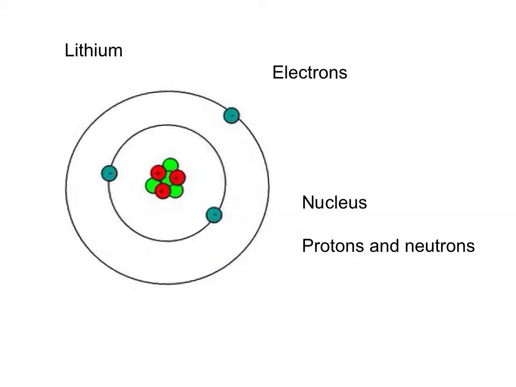Okay, so let's have a closer look at this particular atom, which in fact is a lithium atom, and I'll explain how we can tell that from the picture a little bit later on. But you can see, if we look closer, that firstly in the centre there's a clump of particles, and this clump of particles in the centre is called a nucleus, and it's made up of protons. In this picture, those are the red particles, and neutrons, the green ones. Orbiting around that nucleus, we have a third type of subatomic particle, and these are called electrons.